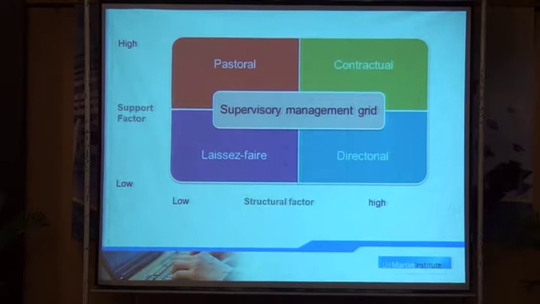Since I come from political science, I always need to do a square with 4, we always do this, so I've done this here too. It's a grid that shows supervisory management attitude. If you look at the structural factors that I talked about in the previous slide, you have low and high, and then support factors, you have low and high. So this is more the individual, and this is more the institutional structure.